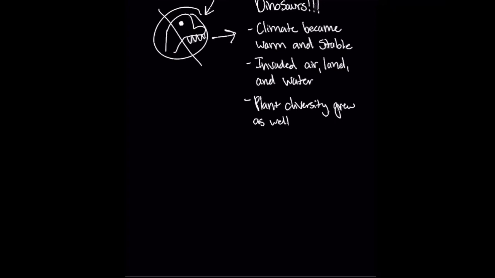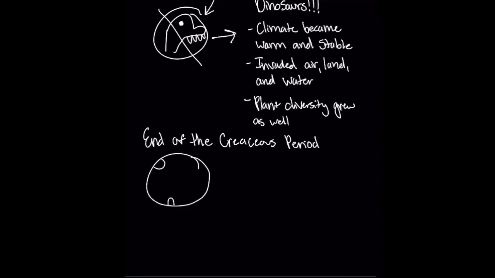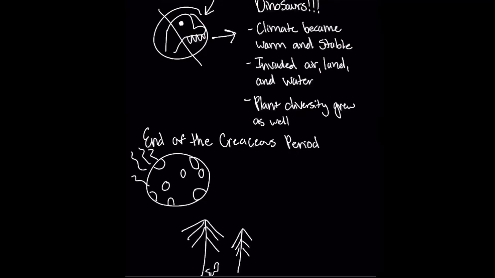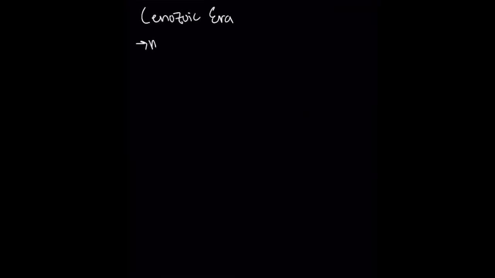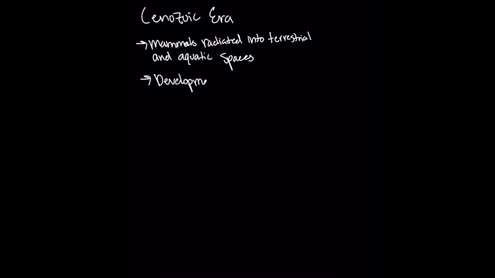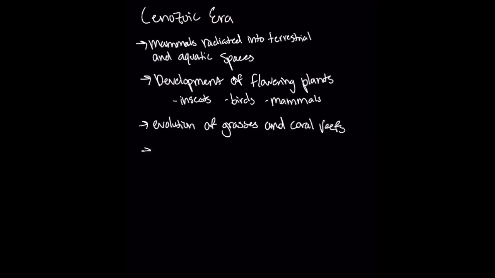At the end of the Cretaceous period, another mass extinction event occurred. A large meteor impact killed many plants, starving the herbivores and carnivores. Dinosaurs were forced to cede their dominance to more warm-blooded animals. In the Cenozoic era, mammals radiated into terrestrial and aquatic niches. The development of flowering plants created new niches for insects, birds, and mammals, and new ecosystems appeared with the evolution of grasses and coral reefs. This era is where the current locations of continents and their modern-day inhabitants can be traced to.